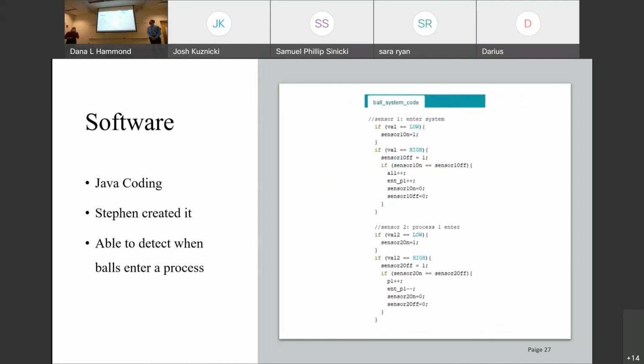Since we're already using the Arduino board as the digital data acquisition system, the same as for the water systems, easy to use, easy to code, we went back to coding the ball system. Stephen was able to create a code that's able to indicate when the ball enters a process, or when the ball leaves the process and goes to another process.